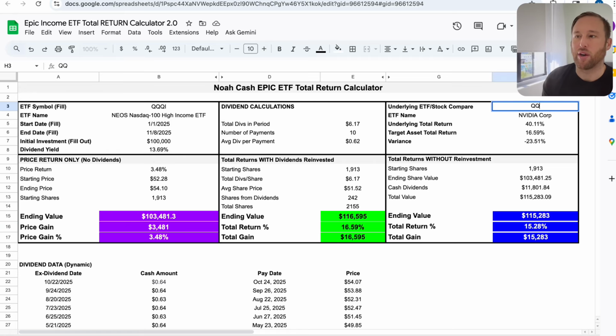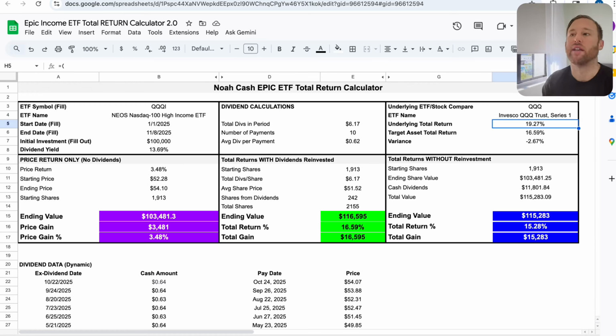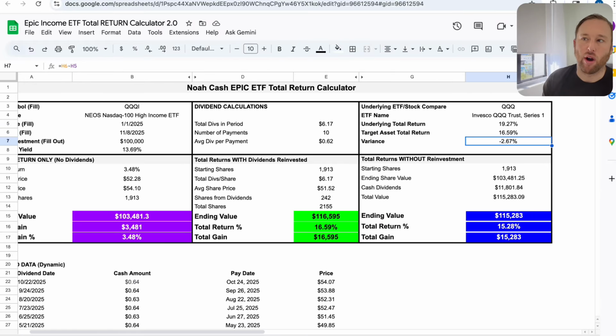But now let's compare against the underlying, guys. All right, so the underlying asset year to date has done a 19.27% total return, whereas the target asset QQQI has done 16.59. So our variance here: QQQ has beaten the target asset by 2.67% for the year.